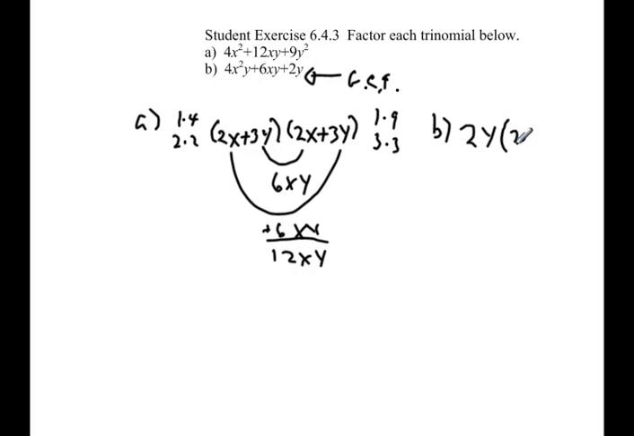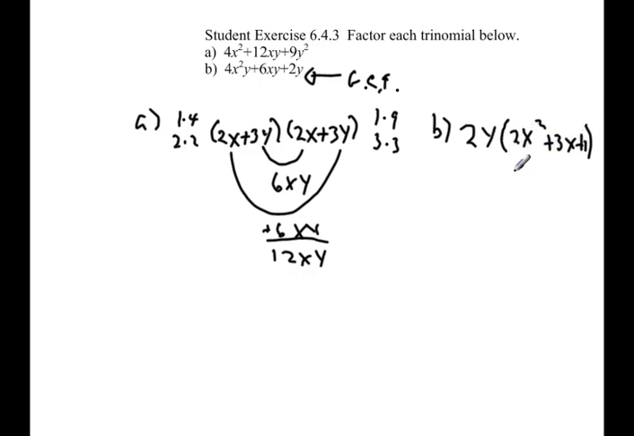2 times 2 will give you the 4, and then we get x squared plus 3x. And then we have just plus 1. So, the check. 2 times 2 is 4, yx squared. 2 times 3, 6xy. 2y times 1 is 2y.